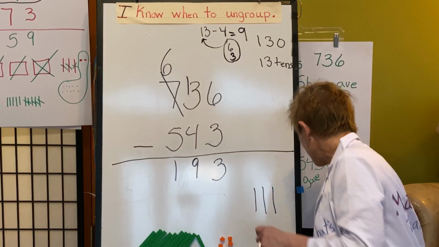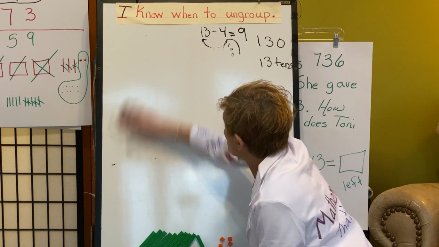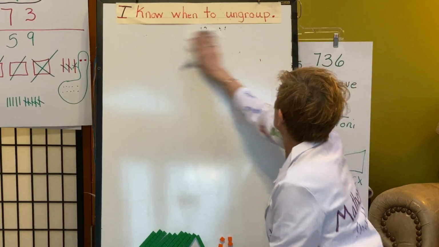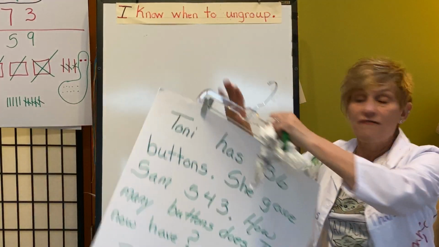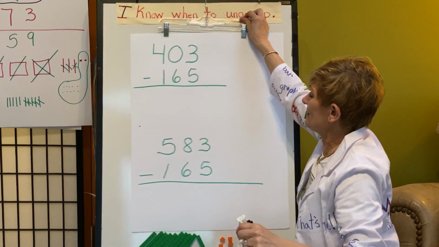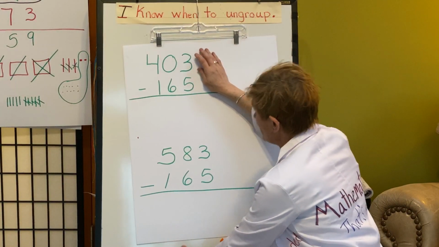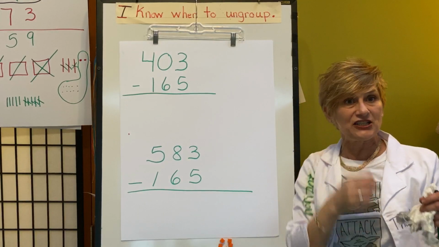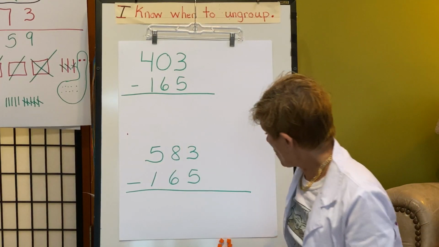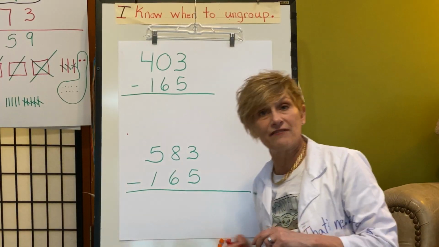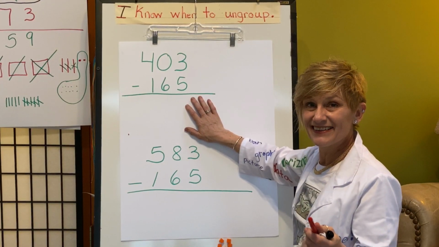Let's try another one. Friends, let's do it this way this time. I'm going to ask you, please, to try this problem. 403, take away 165. Let's look at that. 403, take away 165. Do you have this on your whiteboard? Try it.